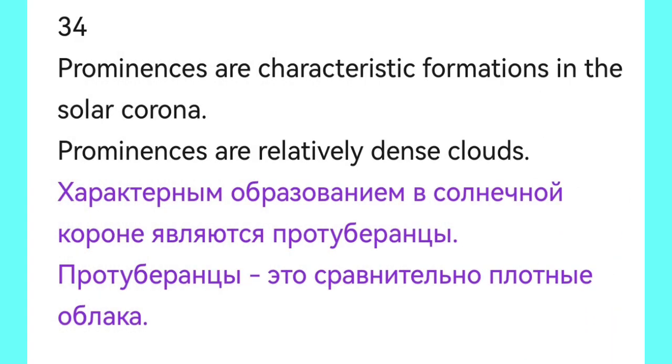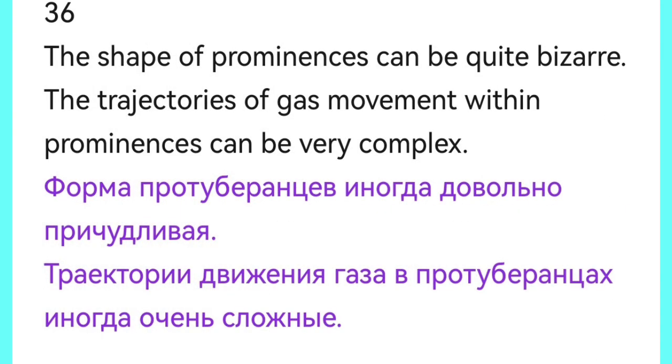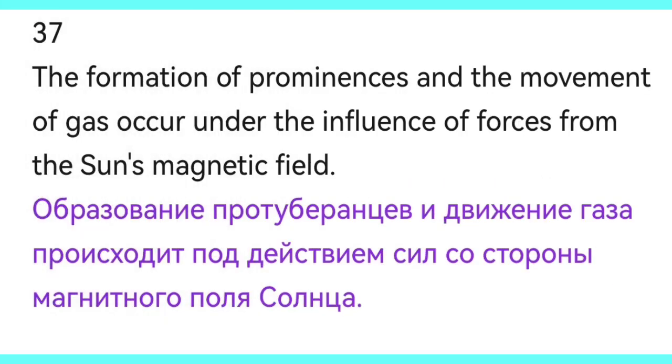Prominences are characteristic formations in the solar corona. Prominences are relatively dense clouds. Prominences are significantly cooler than the corona itself, with a temperature of approximately 10,000 degrees. The shape of prominences can be quite bizarre. The trajectories of gas movement within prominences can be very complex. The formation of prominences and the movement of gas occur under the influence of forces from the Sun's magnetic field.